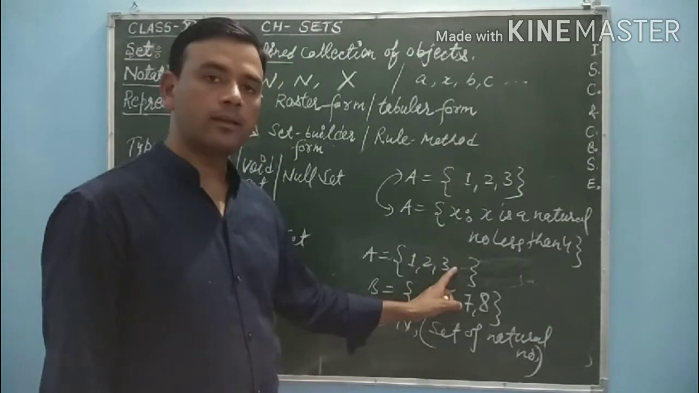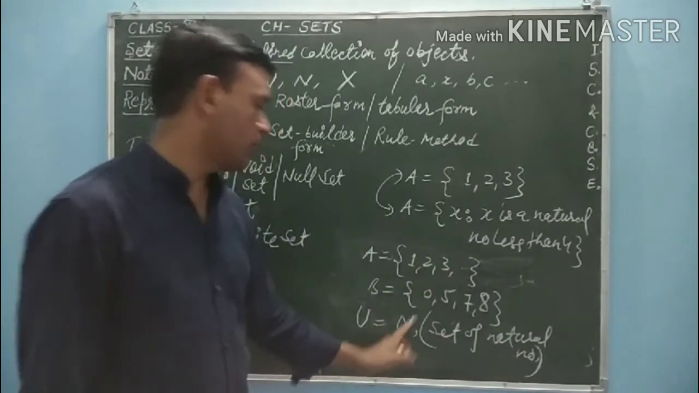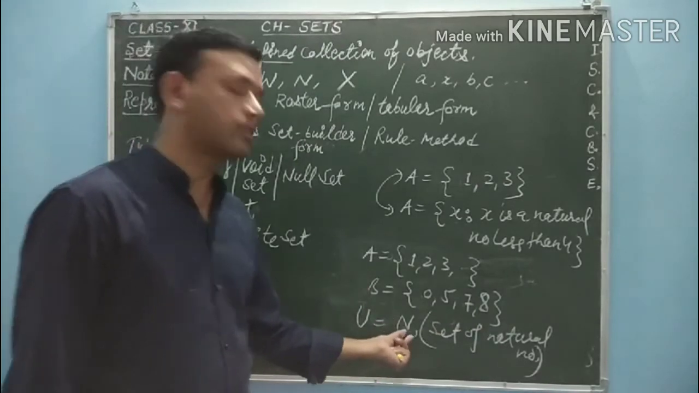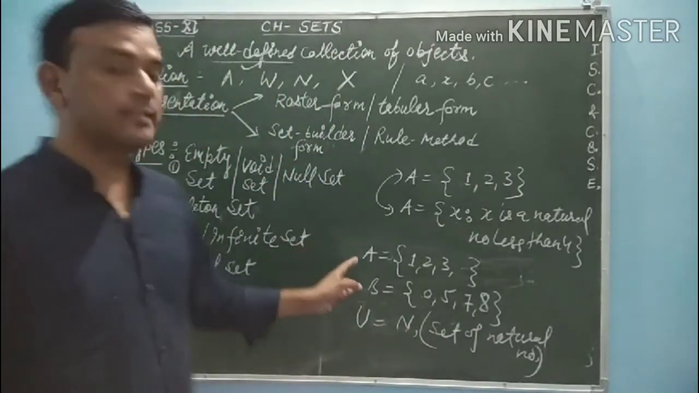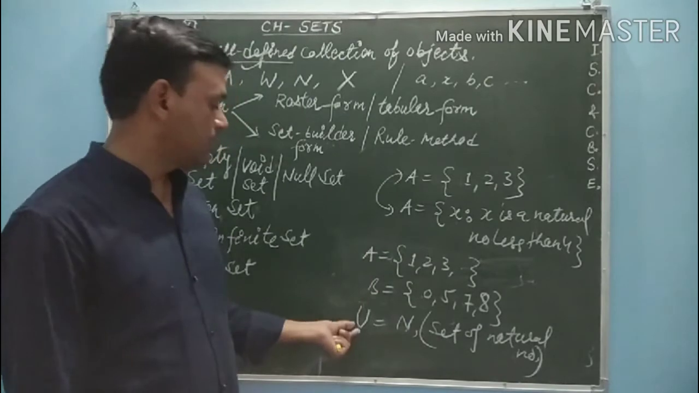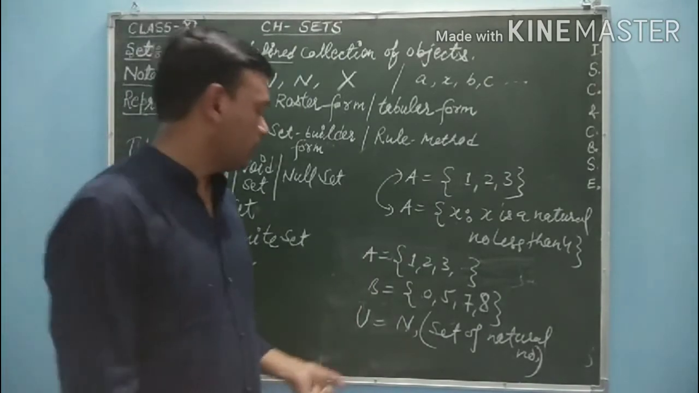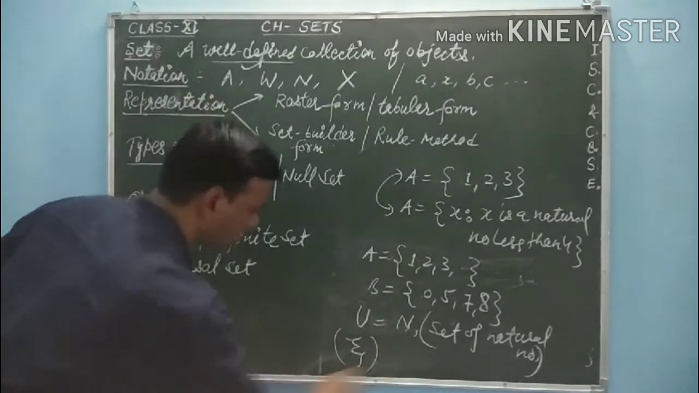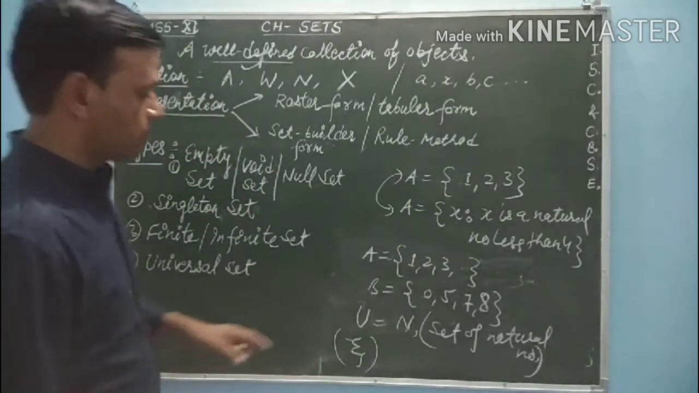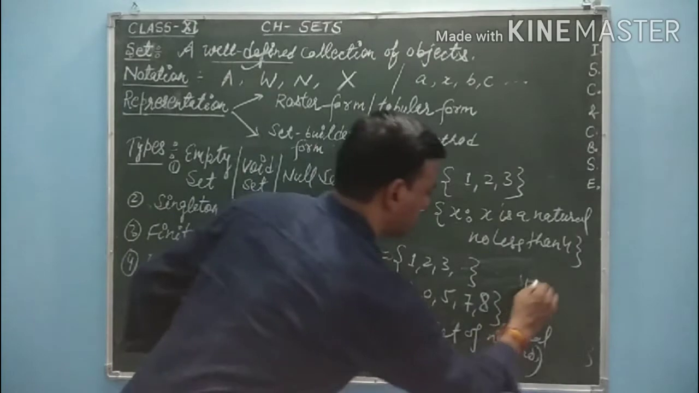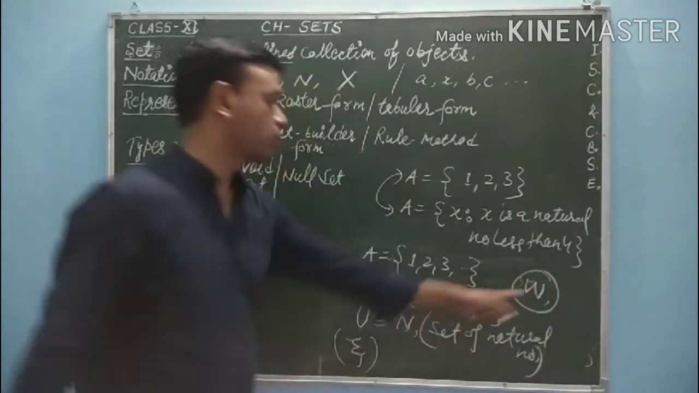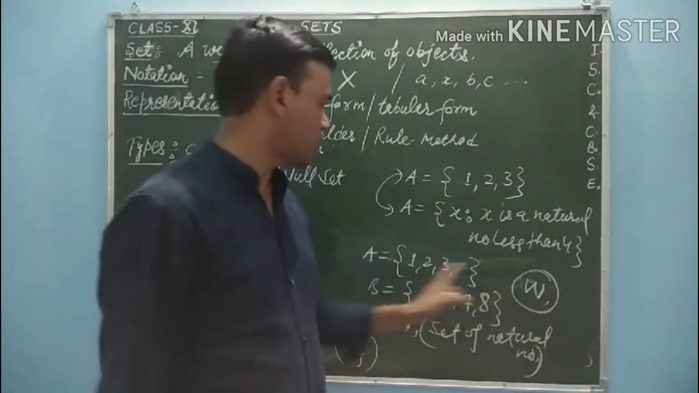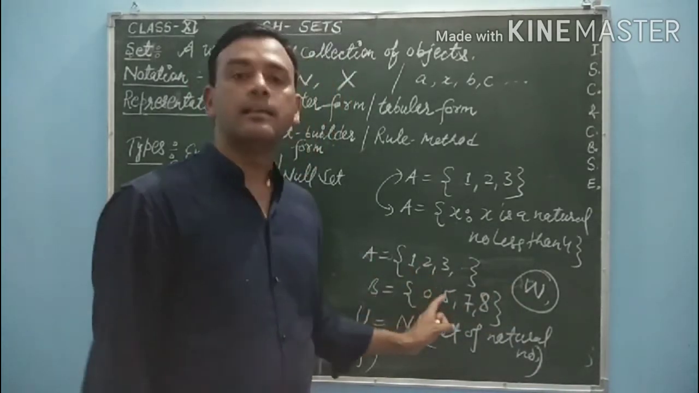1, 2, 3 are contained by the set of natural numbers. 0, 5, 7, 8, the elements of set B, are also contained by the set of natural numbers. So the universal set for sets A and B is U, or sometimes this may be represented by epsilon, or you can say any set here. W, the set of whole numbers, is also a universal set for sets A and B, because the set of whole numbers contains all the elements of set A and set B.